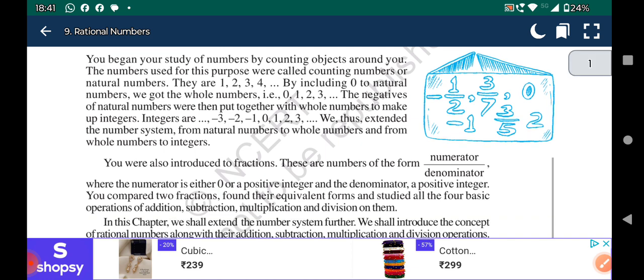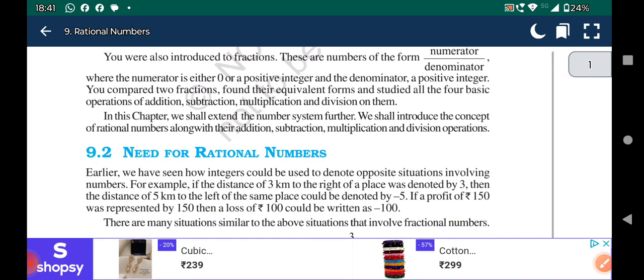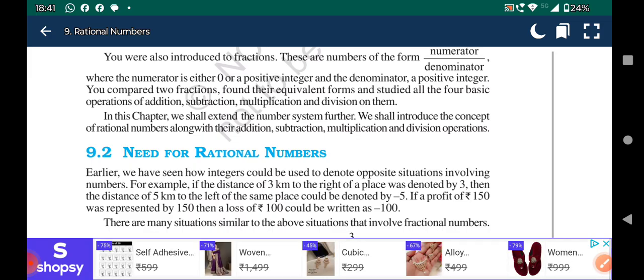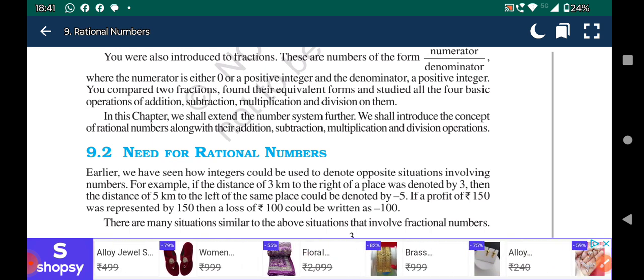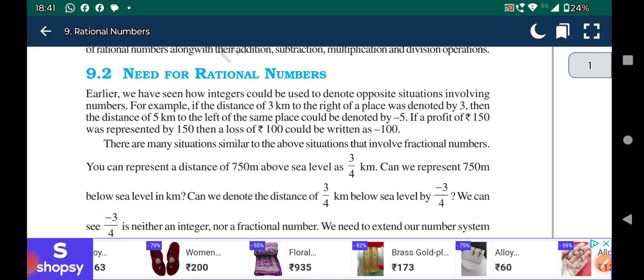We thus extended the number system from natural numbers to whole numbers and from whole numbers to integers. We were also introduced to fractions. These are numbers of the form numerator by denominator, where the numerator is either 0 or a positive integer and the denominator a positive integer. You compared two fractions using their equivalent forms and studied all the four basic operations of addition, subtraction, multiplication and division on them. In this chapter, we shall extend the number system further. We shall introduce the concept of rational numbers along with their addition, subtraction, multiplication and division operations.